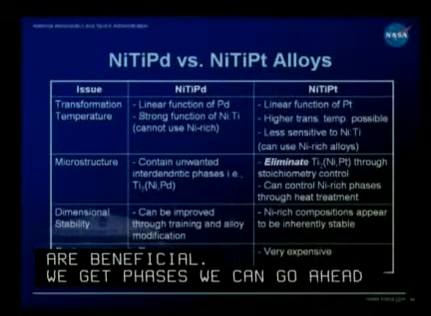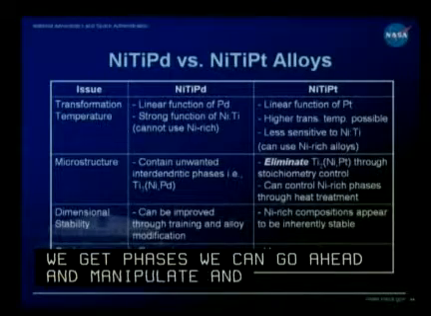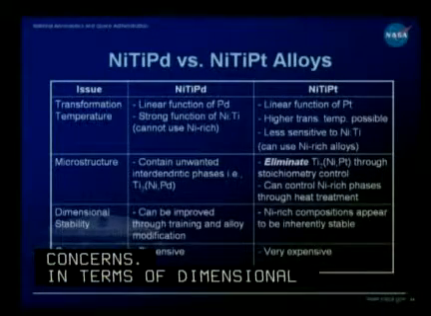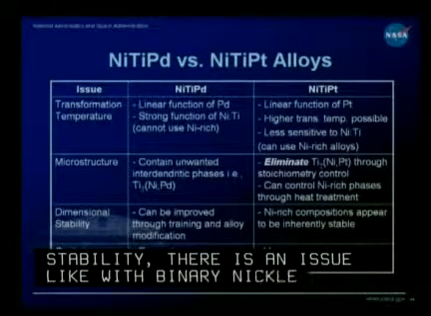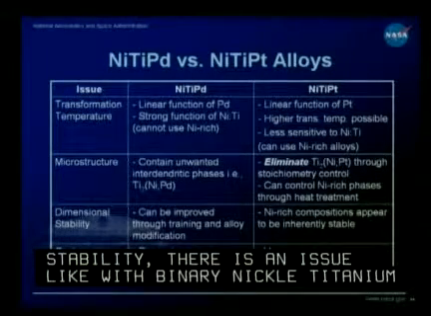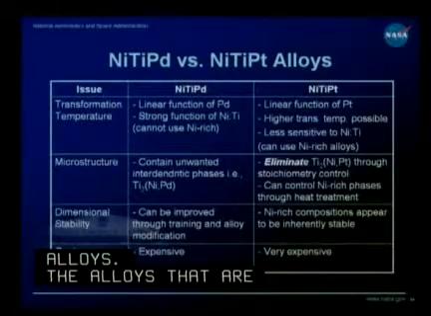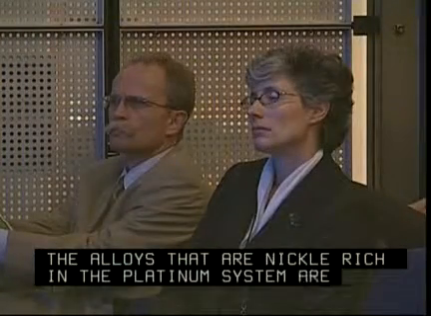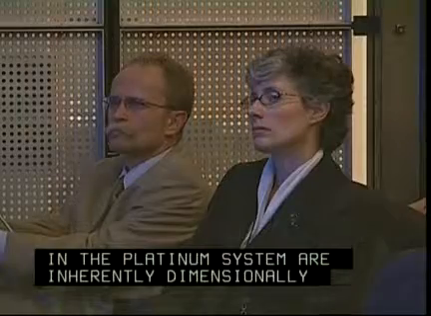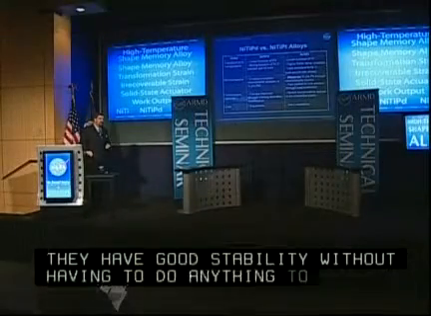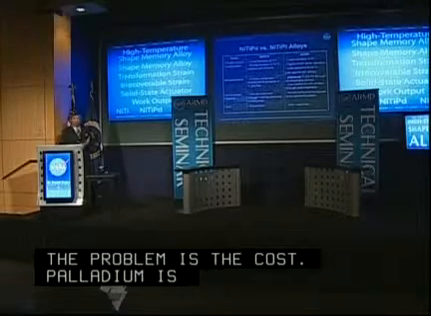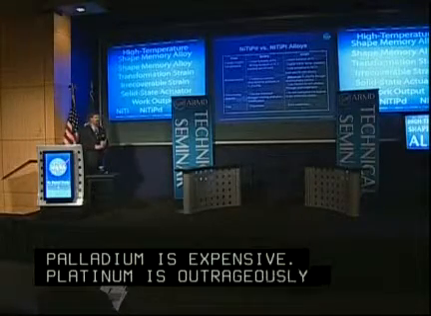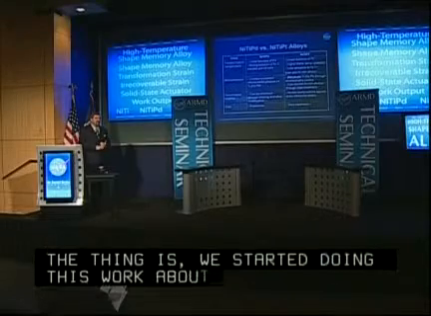In terms of dimensional stability, there's an issue, just like with binary nickel-titanium, with the nickel-titanium-palladium alloys. But the alloys that are a little bit nickel-rich in the nickel-titanium-platinum system are inherently dimensionally stable. They have very good stability without having to do anything to them. The problem, of course, is the cost. Palladium is expensive. Platinum is just outrageously expensive. When we started doing this work about 4 years ago, since that time, platinum's gone up 400%.